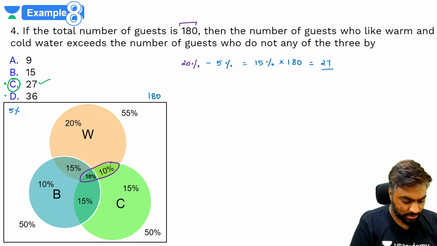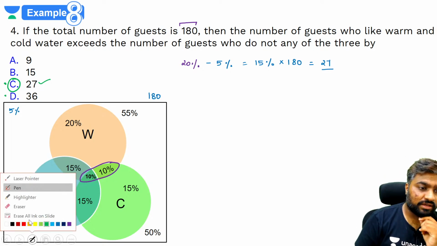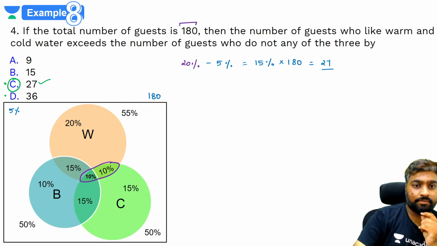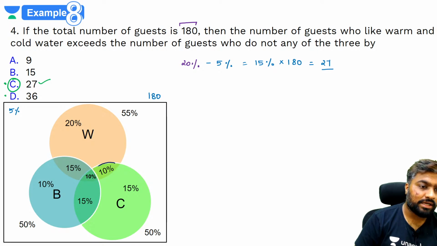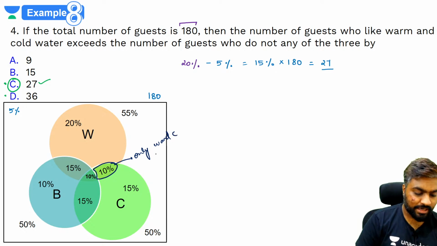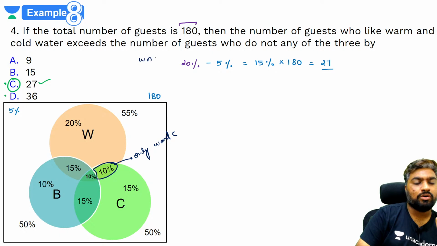Very good. Atish, Keshav. Yes. Now यहाँ पे क्या होता है, people, if you are one of those who considered this, guests who like warm and cold water, if you have taken into consideration only this 10%, you will take this 10% if they say only warm and cold water. Yes, this 10% is what? People who like only cold and warm water. Only nahi bola hai, they've said warm and cold. So warm and cold will have this 10% and also this 10%.